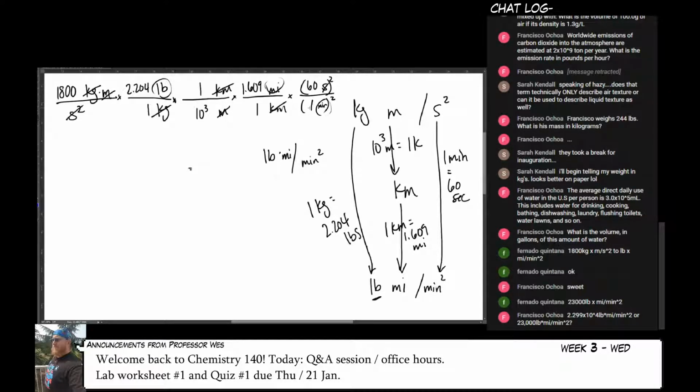$1,800, 2.204, 1.609, 60 squared, over 1,000. Times 1 times 1 times 1. Okay. 22979.6 or 23,000, it looks like, to 2 sig figs. There you go, you both got it right. There you go. You are all set for dimensional analysis, I think.